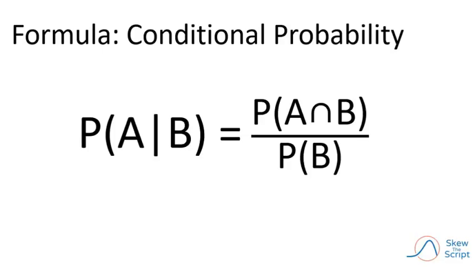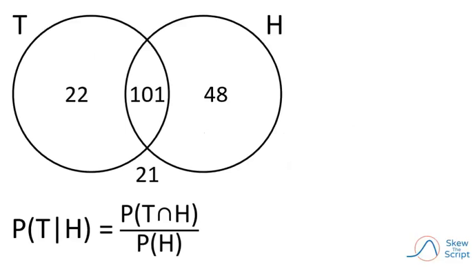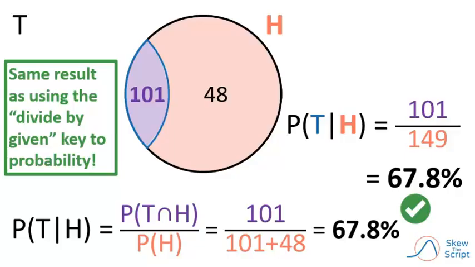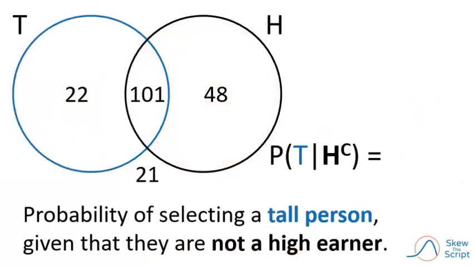Now, you could use a formula to solve this as well, and let's see how that works. Using this formula, the probability of T given H is equal to the probability of T and H divided by the probability of H. So the total of H is the denominator, and the total of the intersection of T and H is the numerator. And so we plug in these values and calculate this probability, which is exactly the same as our results when we used the divide by the given key to probability. So ultimately, if you use the formula or if you use the keys to probability, you'll end up in the same spot.